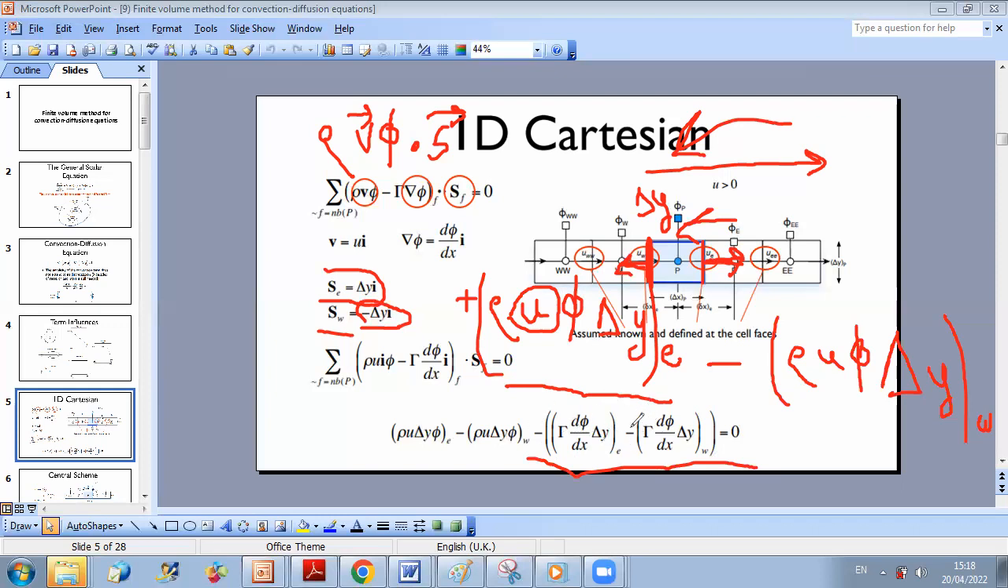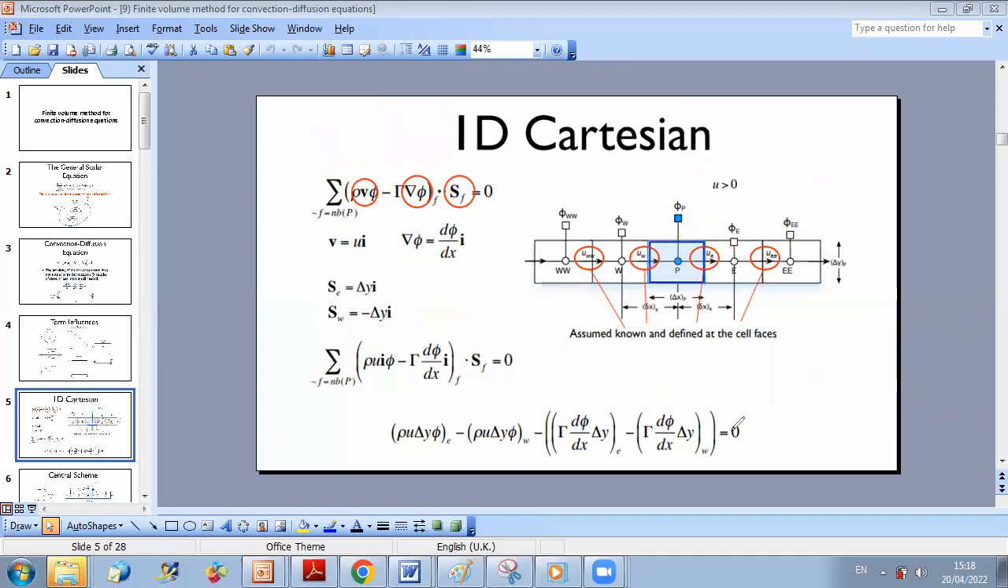Minus plus tau d phi by dx delta y at west. So these are the summation of fluxes coming out minus summation of fluxes coming in equals to 0. Now, the challenge is how to compute the values at faces. I should use a profile.